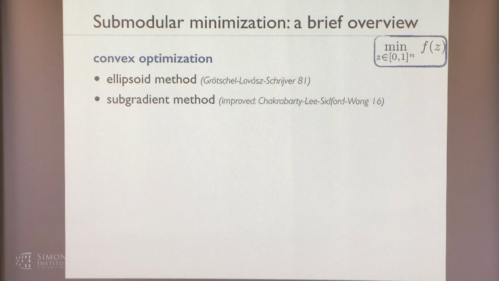So if you want, say, a gap of epsilon between the optimum and your solution, you need 1 over epsilon squared iterations. But it's very easy to do this. And there are also improved versions with stochastic subgradient methods, more recent ones. Yes? I'm a little bit confused.